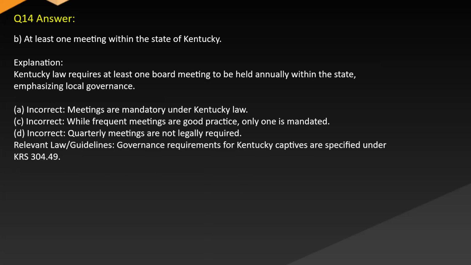Answer: B. At least one meeting within the state of Kentucky. Explanation: Kentucky law requires at least one board meeting to be held annually within the state, emphasizing local governance. The other meetings are not mandatory under Kentucky law. C. Incorrect. While frequent meetings are good practice, only one is mandated. D. Incorrect. Quarterly meetings are not legally required. Relevant law guidelines: Governance requirements for Kentucky captives are specified under KRS 304.49.